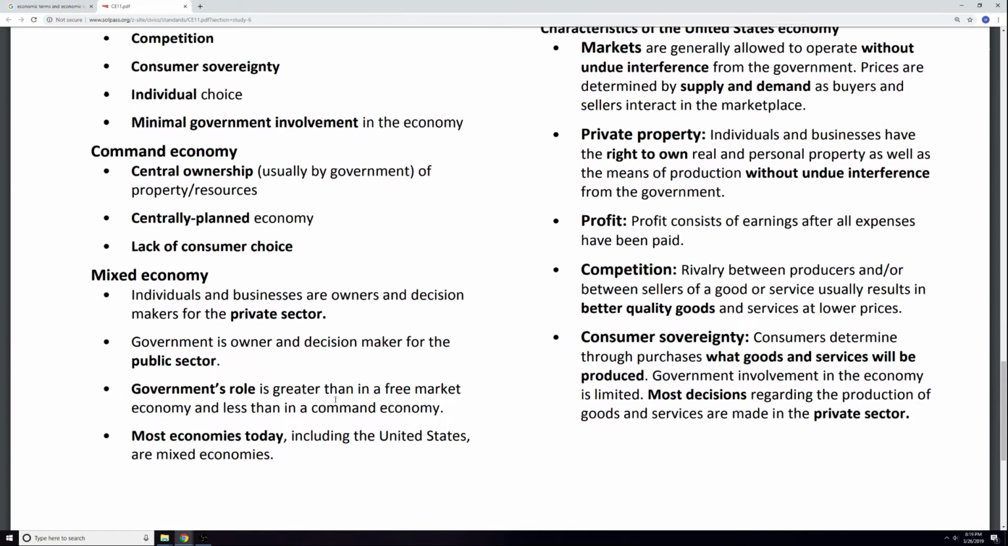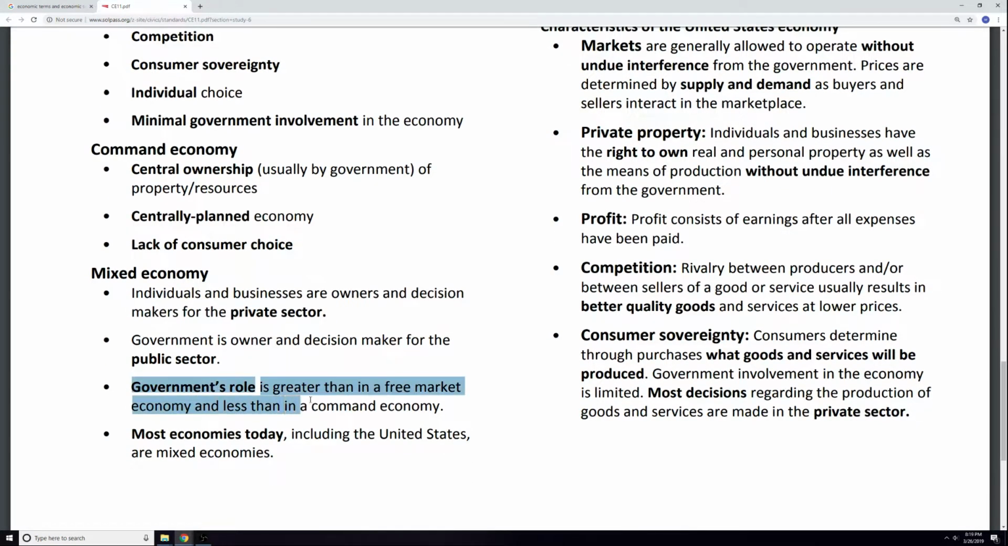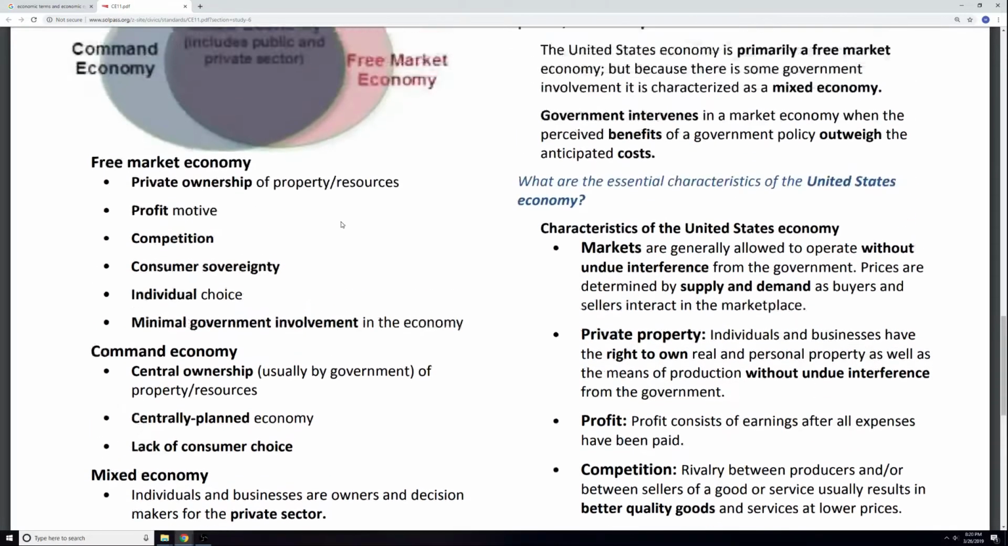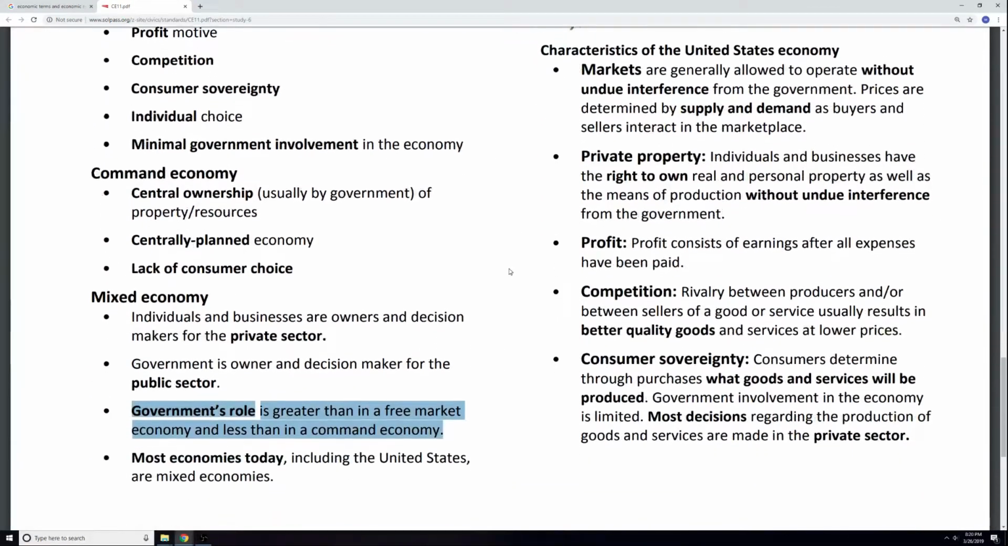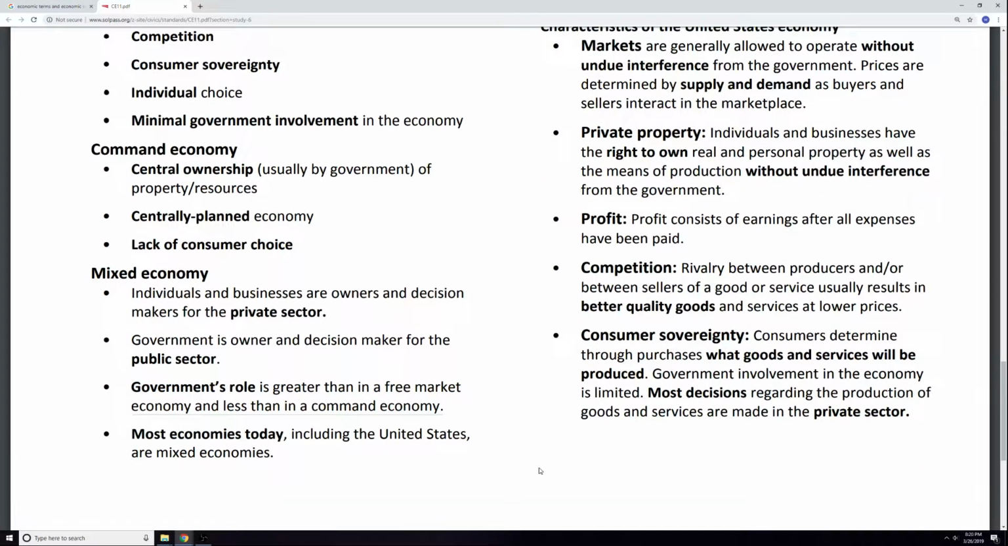So that's why right here, this sentence says the government's role is greater than in a free market. They do some stuff, but they're not telling everybody what to do. So we find that's why we're right in the middle. That's why it's a mixture of command and free market. And like I said, most are that one.